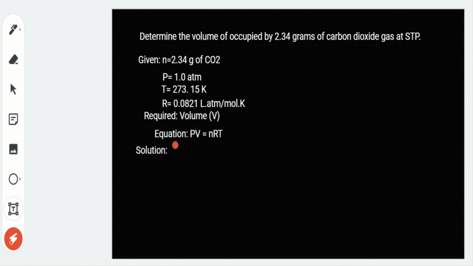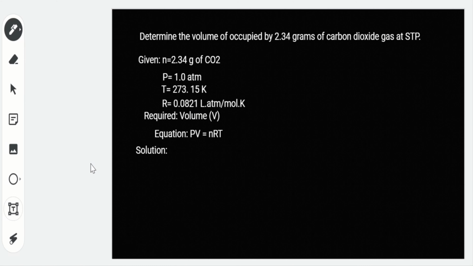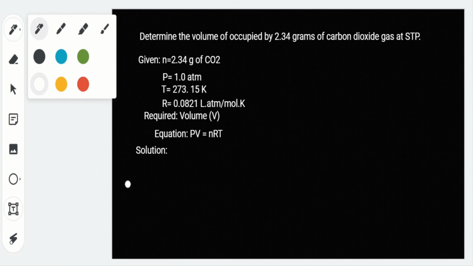And of course, our equation is, of course, we will use this. But before we use this equation, we have to convert first the amount of gas from grams to moles. Okay, so if you still remember our lesson in Avogadro's law, i-convert natin muna si amount of gas sa moles. So remember, kailangan nating kunin muna yung molar mass ng carbon dioxide. So first, let's find the molar mass of carbon dioxide.